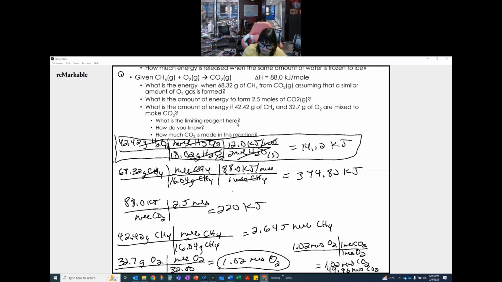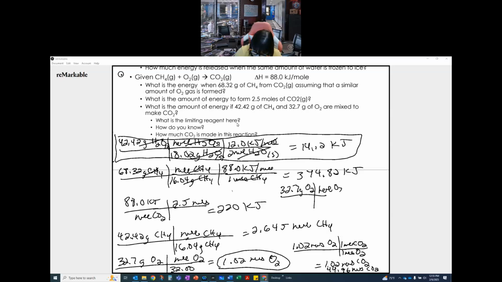Now, if I know that the amount of energy is based on the amount of O2 that I have, I take that 32.7 grams divided by the 32, and then I multiply that. I'm sorry, I don't have a lot of space. Unfortunately, it won't let me scroll up anymore. So I'm taking this calculation that gave me the number of moles of O2. And then I'm looking at how much energy we have, kilojoules per mole wise. I have 88.0 kilojoules per mole. So that 1.02 times 88 gives me 89.76 kilojoules. Okay. So yay, that was fun.